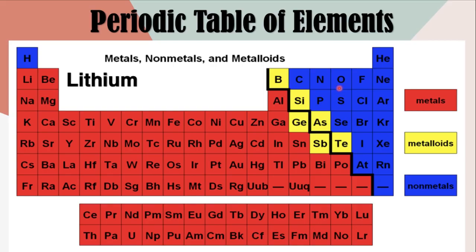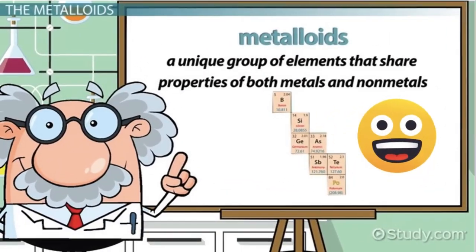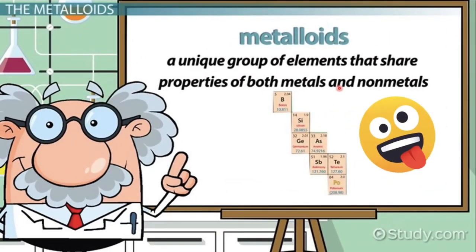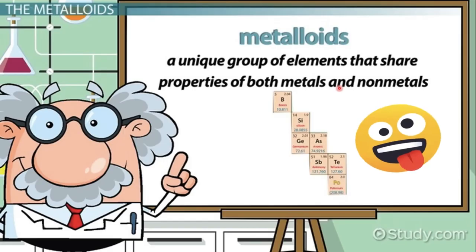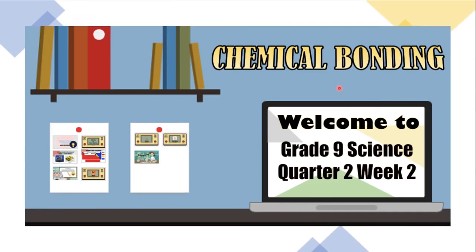Let us have an example. Lithium is a metal element. Neon is a non-metal element. While boron is a metalloid element. If we will recall, metalloids are a unique group of elements that share properties of both metal and non-metals. Remember that, class? So, as easy as that.